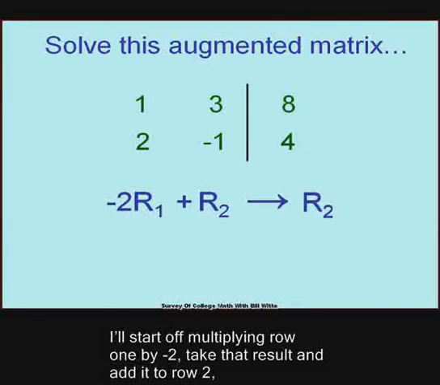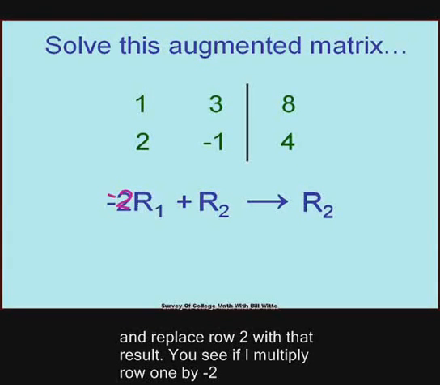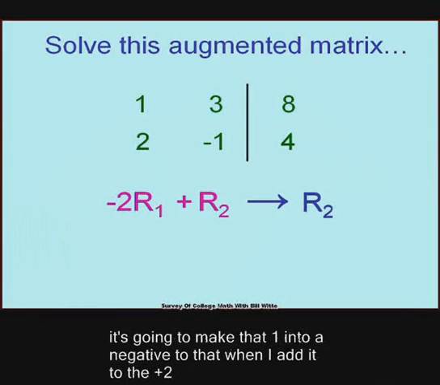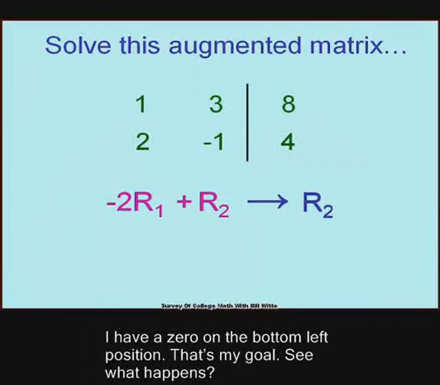I'm going to start off with something you think I kind of pulled out of the air. I'm going to multiply row 1 by -2, take that result and add it to row 2, and replace row 2 with all that. What's that going to do? Multiply row 1 by -2. It's going to make that 1 into a -2, and if I add it to the 2, I'm going to have a 0 on the bottom left position. That's my goal.